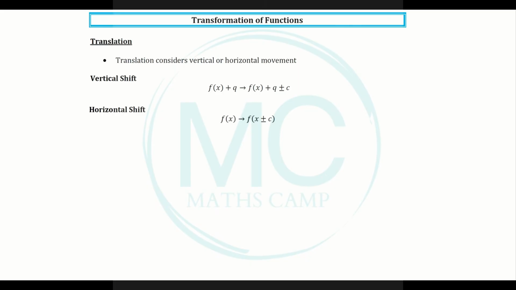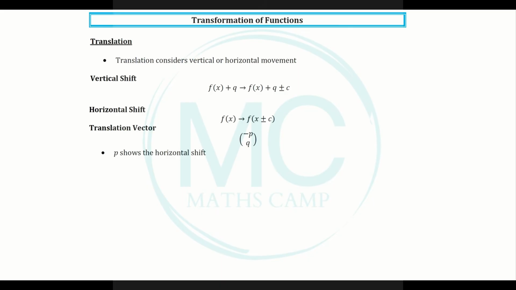Now let's look at a translation vector. A translation vector allows us to show the horizontal and vertical movement of a graph. Please make sure to learn this. You need this in your exam.